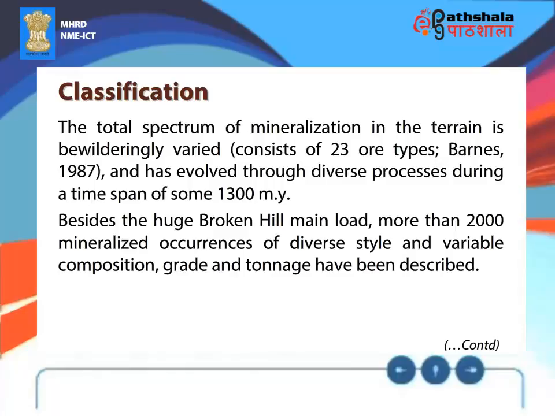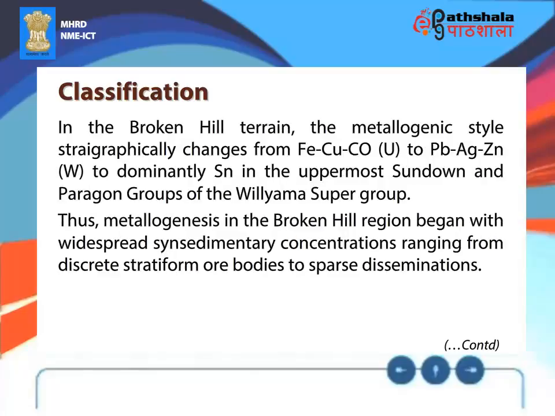Besides the huge Broken Hill main lode, more than 2,000 mineralized occurrences of diverse style and variable composition, grade and tonnage have been described. In the Broken Hill terrain, the metallogenic style stratigraphically changes from iron, copper, cobalt, uranium to lead, silver, zinc, tungsten to dominantly tin in the uppermost Sundown and Paragon groups of the Willyama Supergroup.